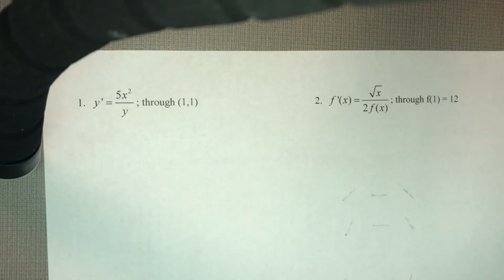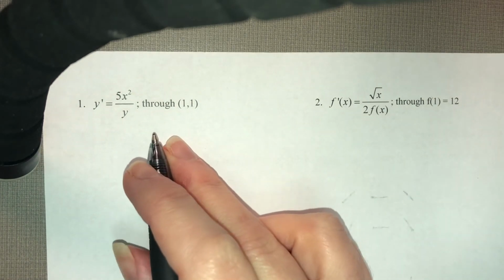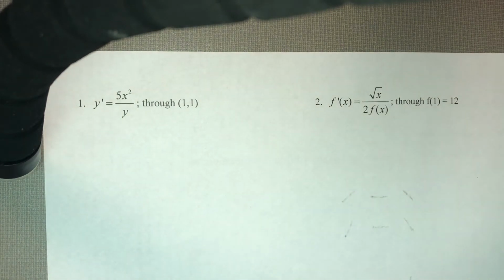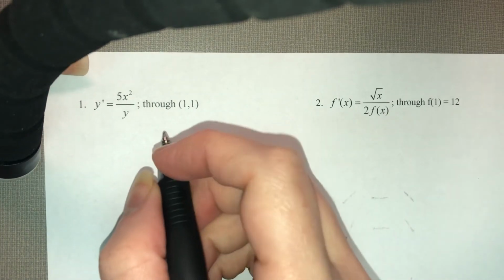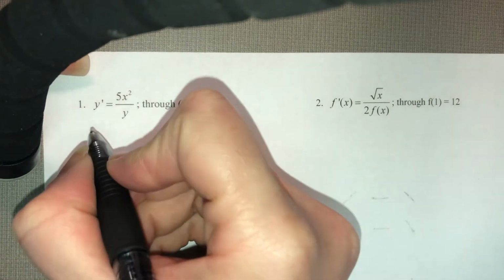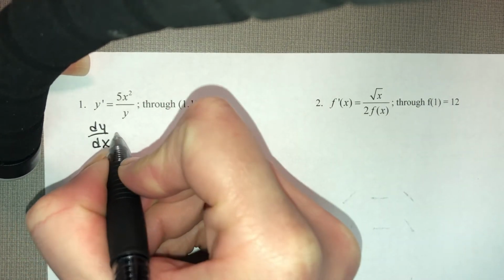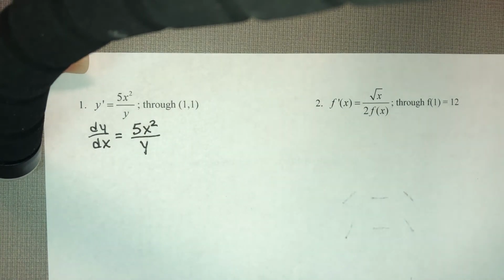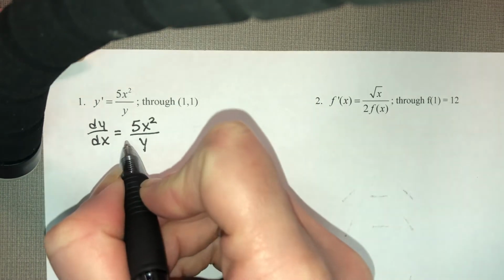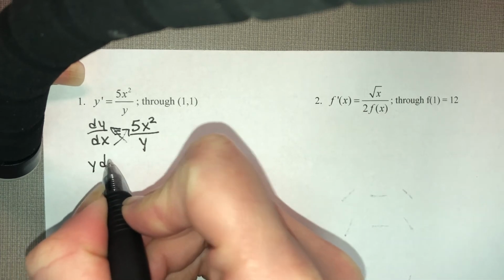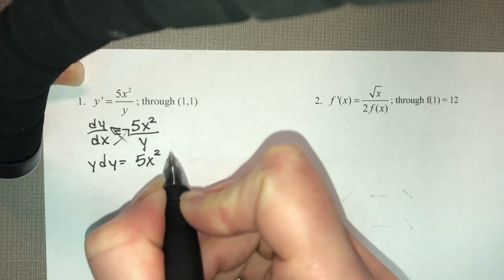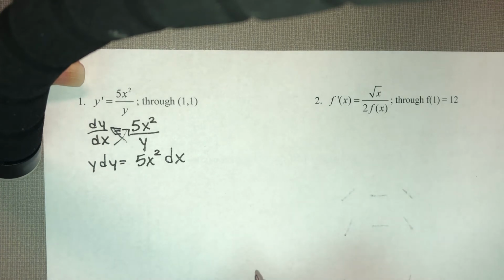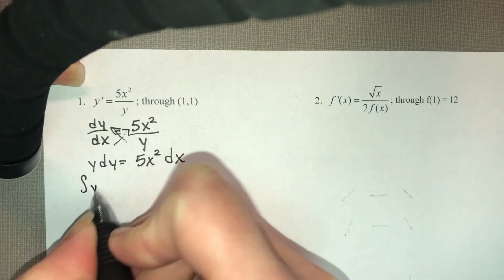For number 1 here, I have y prime equals 5x squared divided by y, and we're going to go through the point 1, 1. First thing I want you to do when you see a problem like that is get rid of that y prime and call it dy dx, because we're going to cross multiply and we need to separate the variables, okay? So if I separate the variables, I'm going to cross multiply: y dy equals 5x squared dx. That's a point, separating the variables. Now we're going to integrate both sides.